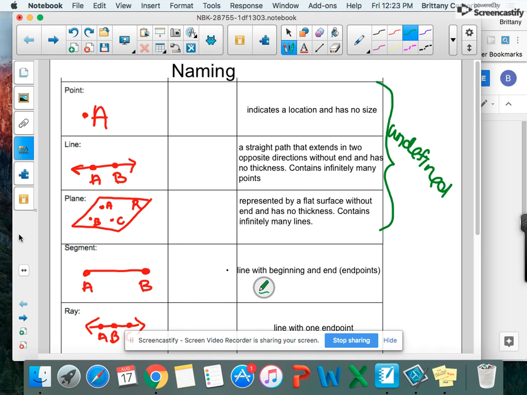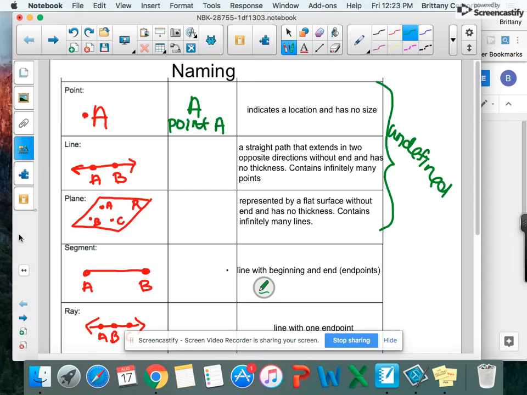So this first one here, we have a point. A point indicates a location and has no size. To name a point, we just use a capital letter. So we would say A, or you could write the word in front of it. You could write point A.